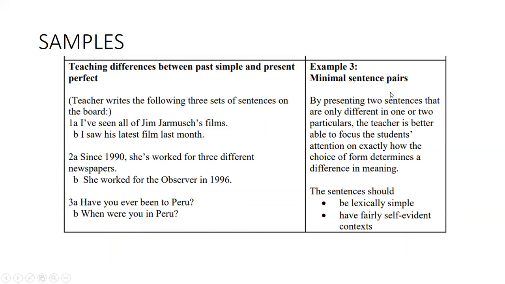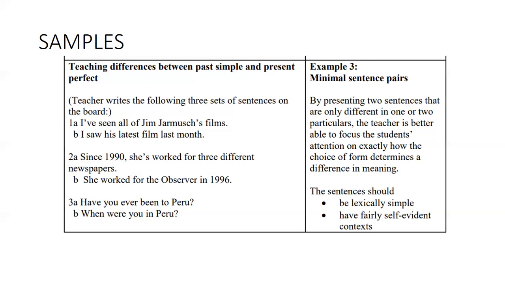So this is simple. By presenting two sentences that are only different in one or two particulars, the teacher is better able to focus the student's attention on exactly how the choice of form determines a difference in meaning. So it is so simple. What I will do is just give two sentences. Like number one, I have seen all of Jim Jarmusch films. Letter B, I saw his latest film last month.